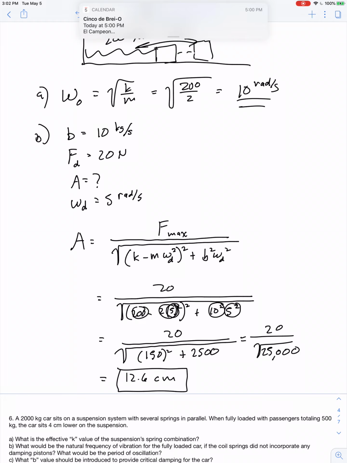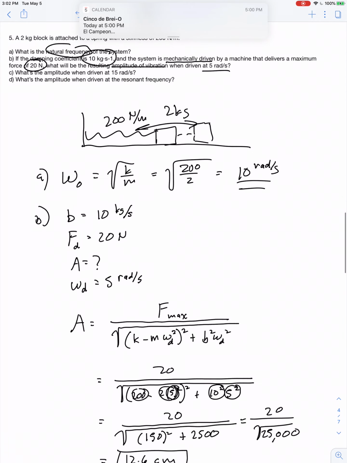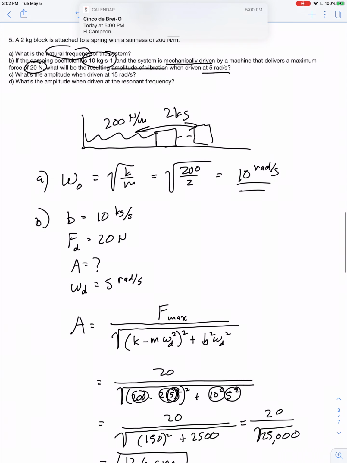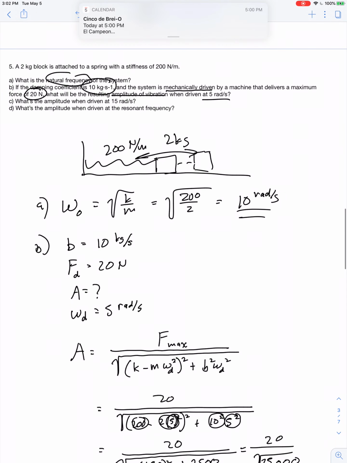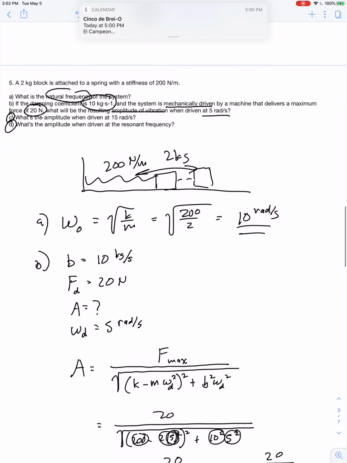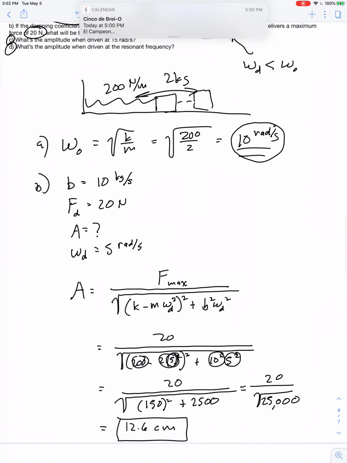It would be interesting for you to calculate what the amplitude is if it's driven at higher frequencies or lower. But those are the questions here in parts C and D. So here's the point of this one. We found that the natural frequency is 10 radians per second. Now, 5 radians per second would represent a case where the driving frequency is less than the natural frequency. The amplitude response is 12.6 centimeters.